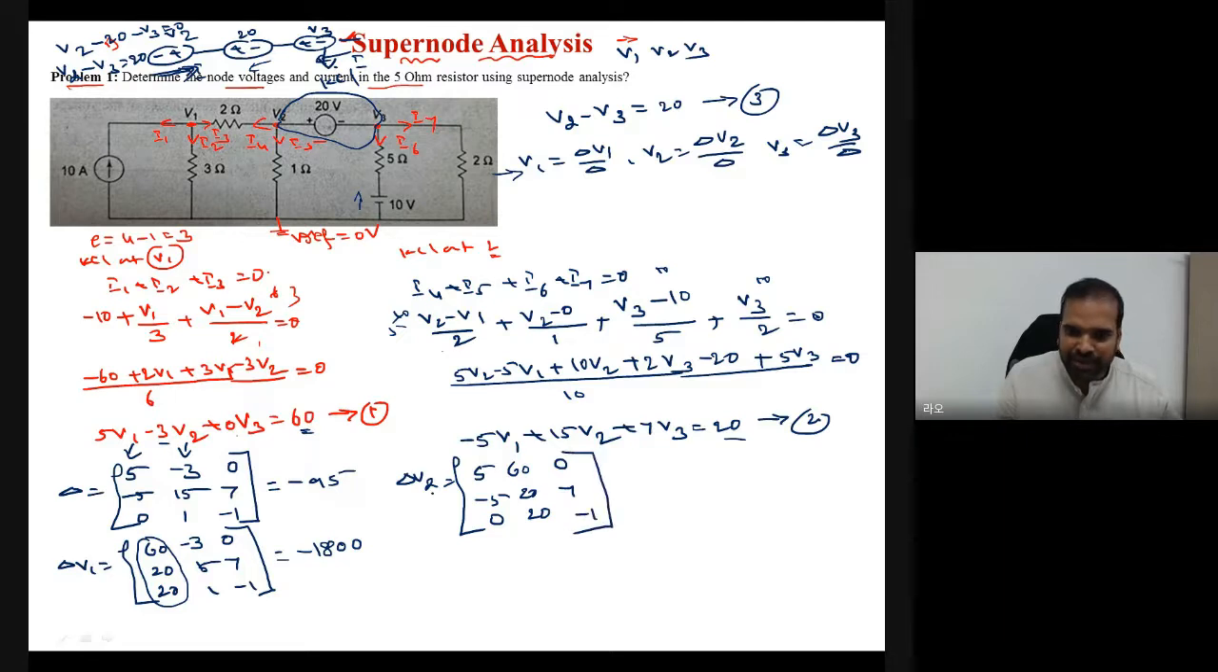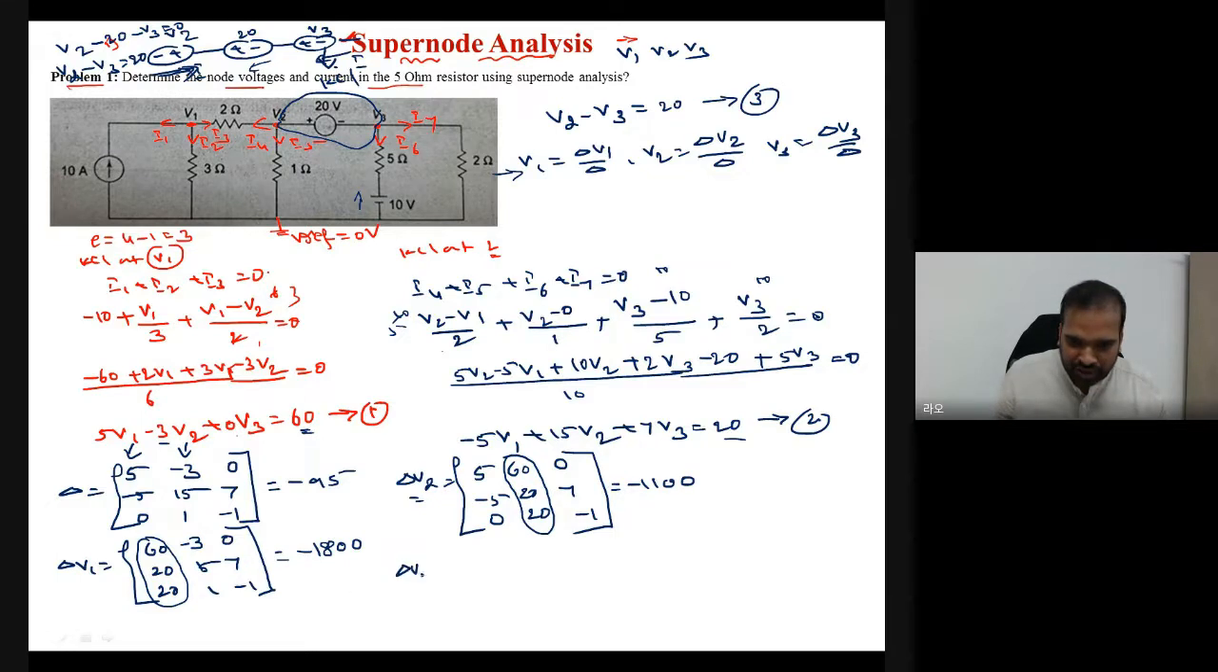Now you compare delta V2 and delta. What is the difference? Instead of V2 terms, I have written the constants. So the V1 and V3 terms are unchanged. If you find the determinant of delta V2, you will get -1100. This is the determinant of delta V2.